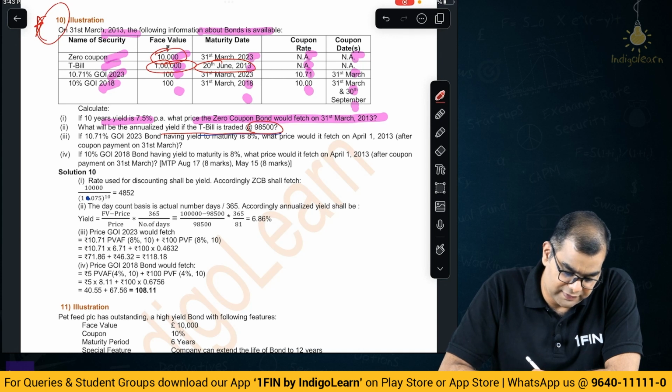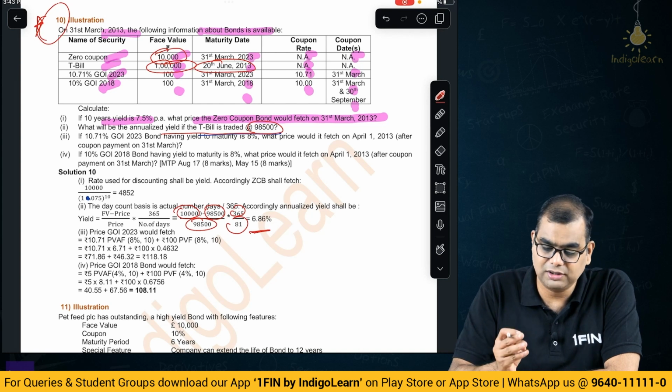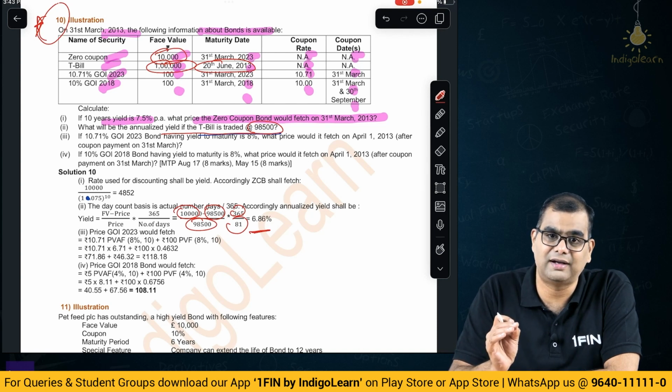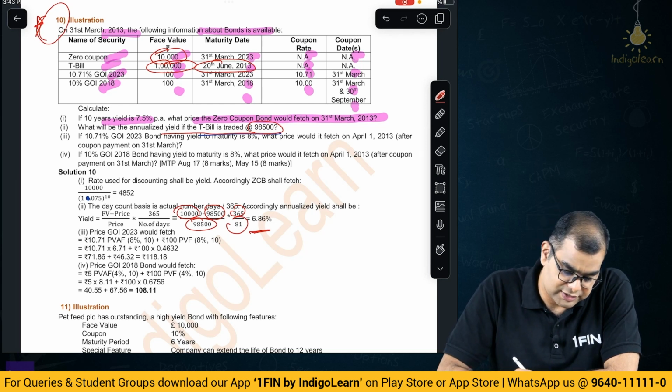So, what you do? Face value, which is 1 lakh, minus 98,500, by 98,500, into 365 by 81. You will get 6.88. Please note, all instruments are multiplied by 365 other than repo and reverse repo, which is 360. Next, 6.86, very simple.